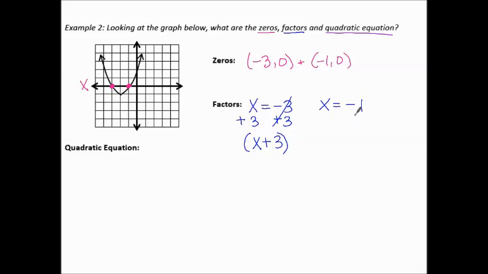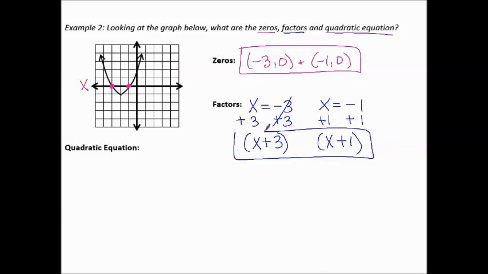Then I'm going to do the same thing here. I have -1, plus 1 on both sides. I get x plus 1. So these are my factors. So here I have my zeros. Then I have my factors. And lastly, I need to do the quadratic equation.